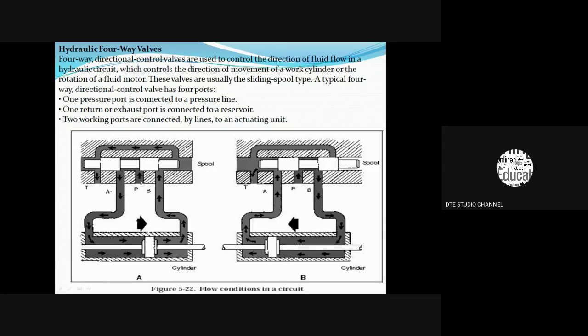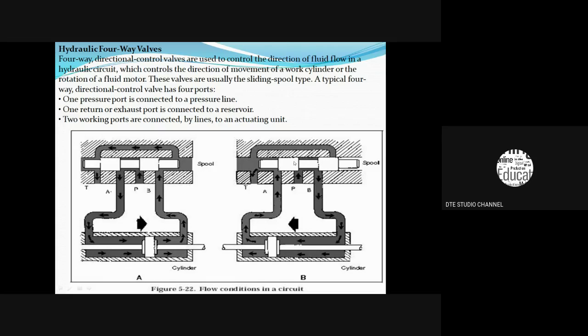Fluid flows from the pump to the working port A. Since it is passing through working port A, the piston in the cylinder, which is the actuator, is moving towards the right because fluid pressure is acting on the left end of the piston in the cylinder. This is the first position of the DC valve.